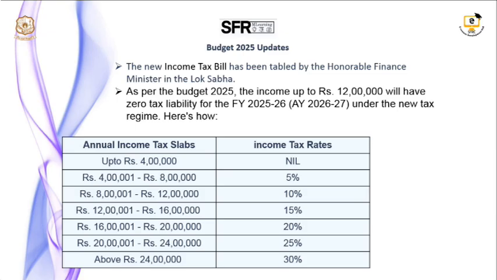Now, the annual income tax slabs. Up to 4 lakhs there is no tax; the income tax is nil. From 4 lakhs to 8 lakhs it is 5%. From 8 lakhs to 12 lakhs it is 10%, 12 to 16 lakhs 15%, 16 to 20 lakhs 20%, and 20 to 24 lakhs 25%. Above 24 lakhs the tax slab rate is 30%. The new tax regime for individuals and HUF brings a dramatic change in the current budget. Again I repeat, in Budget 2025, up to an income of 12 lakhs we have zero tax liability.